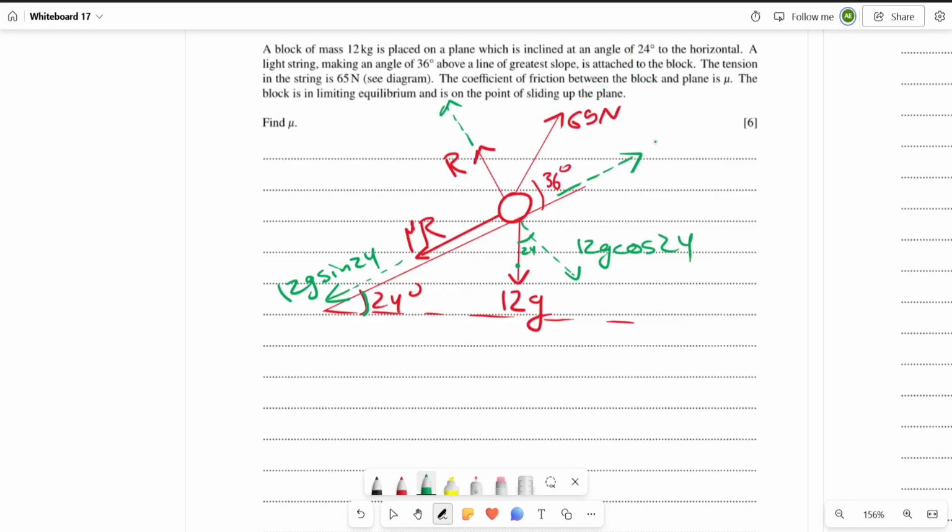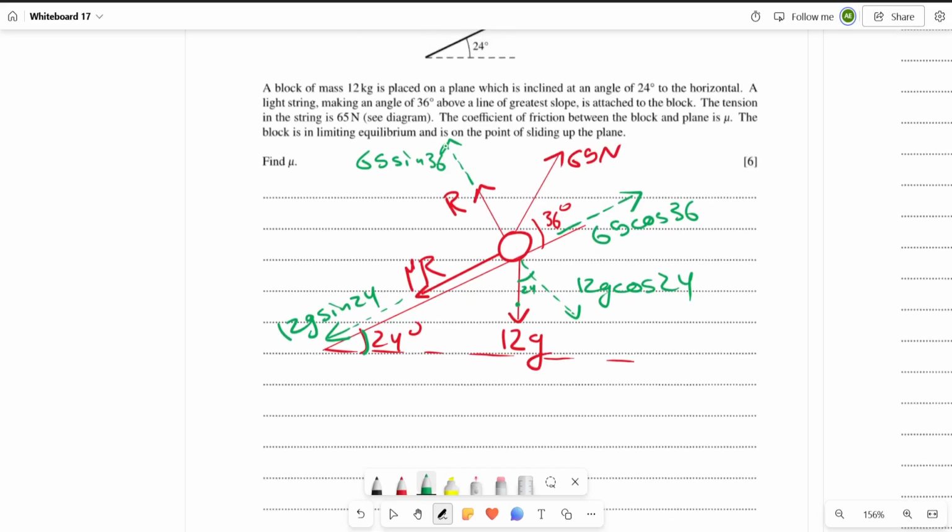This is logical. Again, I'm going to start on my force and see, am I closing on my angle? Closing, so is it sine or cosine? If you said cosine, you're correct. So 65 cosine the angle, and here I'm moving away from my angle, so it's 65 sine 36. Okay, that's basically the free body diagram.